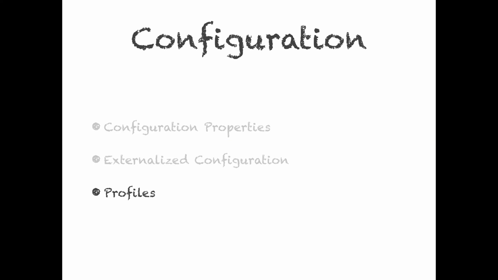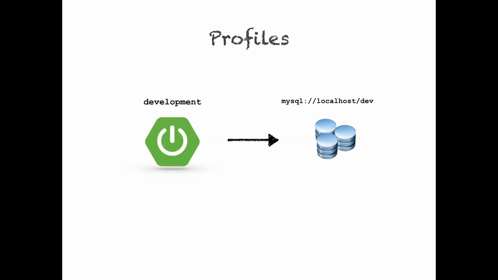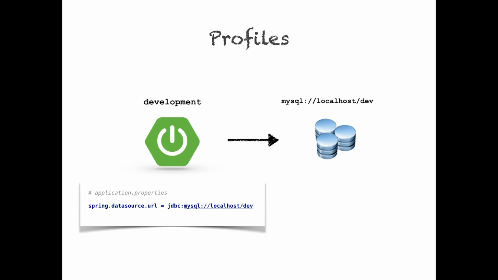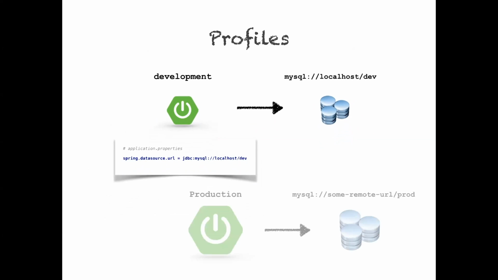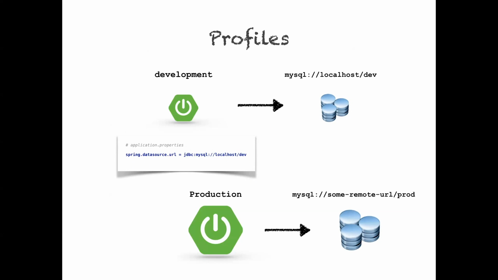Now, when you run your application in various environments, let's say development or production, you might have a separate set of properties that you want to turn on in development versus what the values are in production. For example, if you're talking to a database in your development environment, let's say a locally running database on your machine, but obviously when you push it to production, you don't want to talk to that local database, and you might have it talking to an actual database running somewhere else.